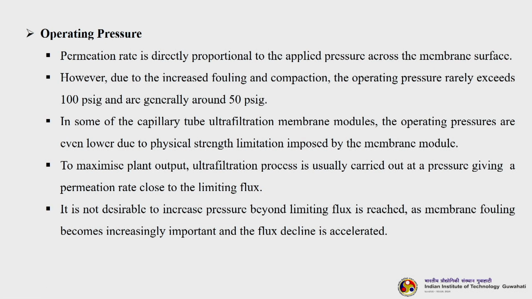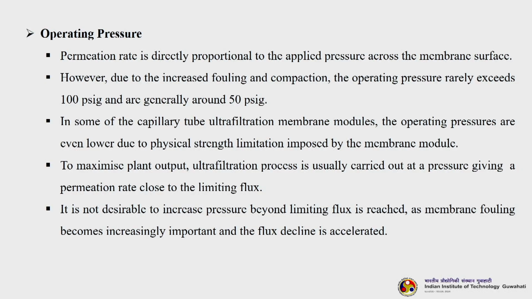The next parameter is operating pressure. Permeation rate is directly proportional to the applied pressure across the membrane surface. Since ultrafiltration is a pressure driven membrane process, the more you increase the pressure, the more will be the permeation. However, due to increased fouling and compaction, the operating pressure rarely exceeds 100 psi and is generally around 50 psi. In some capillary tube filtration modules, the operating pressure is even lower due to the physical strength limitation imposed by the membrane module, because capillary systems cannot withstand higher pressure, otherwise they will distort.